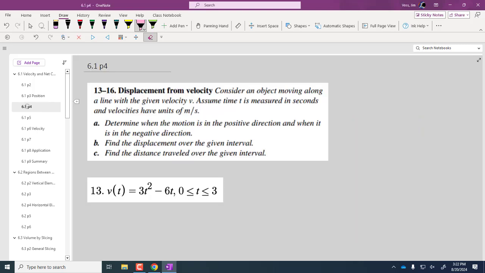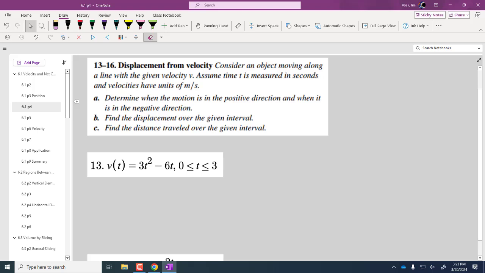Let's go to the next slide. So here we're given a velocity function. And it says determine when the motion is positive, when it's negative, find the displacement, find the distance traveled. So we want to know the t interval when we're going that way, the t interval when we're going that way. We want to know what the displacement is. We want to know what the distance traveled is.